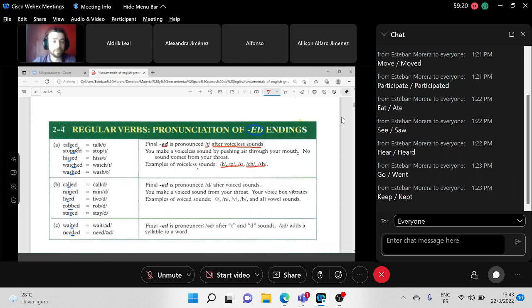Okay, letter P is the final sound. It doesn't vibrate. It doesn't have any vibration. Pronunciation of the final ed. Pronunciation of the verb in the past tense: stopped, stopped.